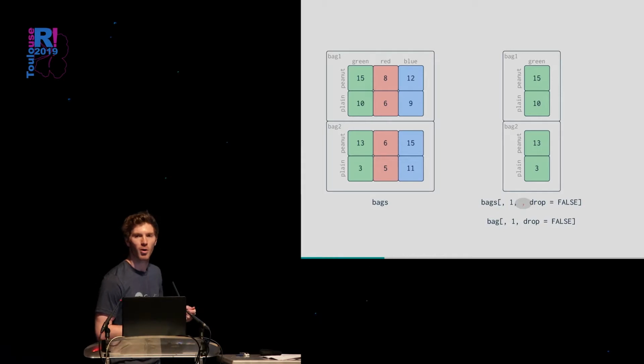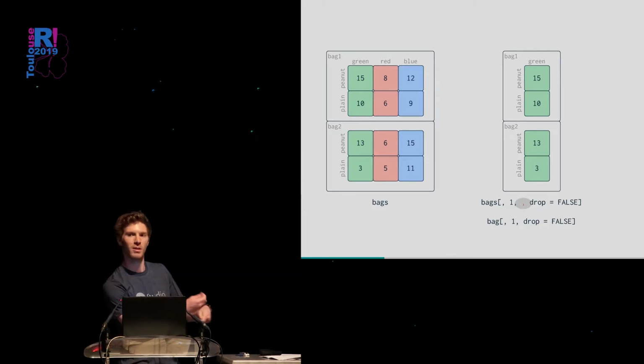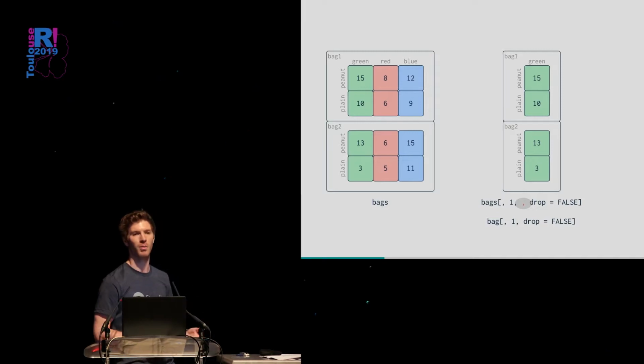When you're writing generic programming around arrays, this kind of thing can be slightly problematic. You want to be safe by always setting drop equals false, so you don't have the behavior where matrices are dropped down to vectors or 3D arrays are dropped down to 2D matrices. But if you don't know the dimensionality of your input, it might be 3D, 2D, 4D, you have to programmatically generate these commas, which might not be the most straightforward thing for beginners. Essentially, it involves generating this expression that you then have to evaluate some other way.